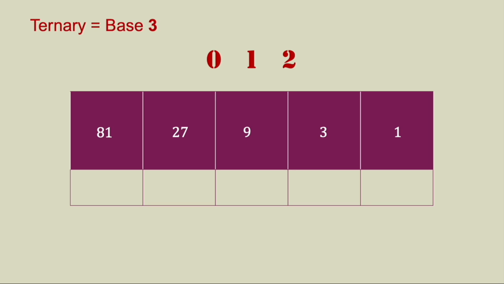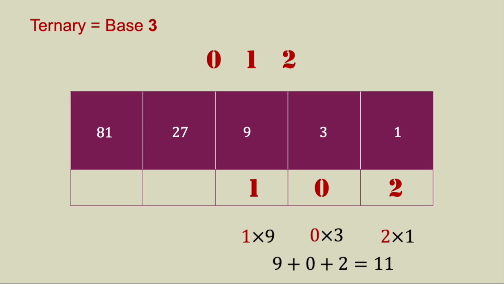So for example, in the ternary number 102, the 2 is just a 2. The 0 has a value times 3, but that is still 0, and the 1 has a value times 9. So 102 is the same as 9 plus 0 plus 2, which is 11. This means the 11 in decimal form represents the same quantity as the 102 in ternary form.